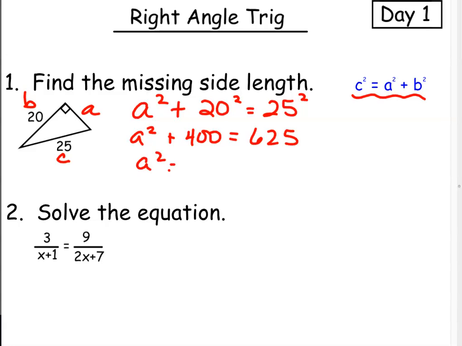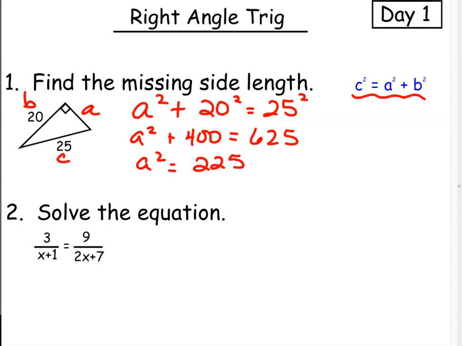So A squared then would equal 225. And then how do we find A? Square root it. And always we've been talking about that plus minus in front of our square root. In this context, would we put a plus minus in there? No, we can't have a side length that's negative. So the square root of 225 is 15. So that's our missing side length.